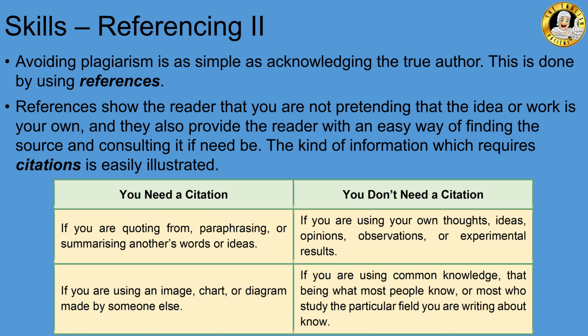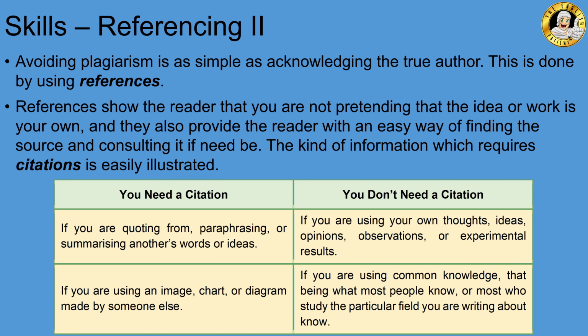Now, the kind of information which requires citations you can see in the table below. So you need a citation if you are quoting from, paraphrasing, or summarising another's words or ideas, or if you're using an image, a chart, or a diagram which was made by somebody else. You don't need a citation, though, if you are using your own thoughts, your own ideas, opinions, observations, or your own experimental results. Also, you don't need a citation if you are using common knowledge.